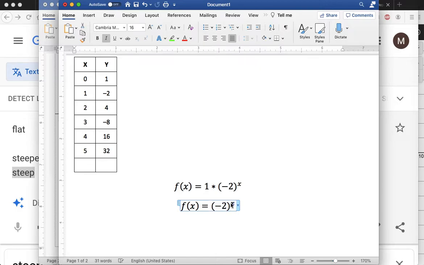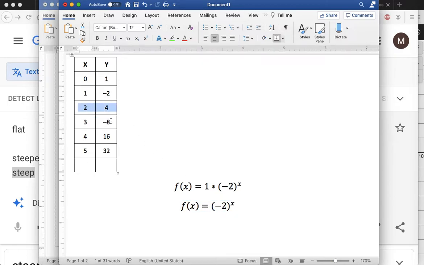If I have a -2 to the 0 power, anything to the 0 power equals 1. So x equals 0, y equals 1. If I have -2 to the 1 power, then that equals -2. If my x is 2, -2 times -2 equals +4. -2 times -2 times -2, 3 times, equals -8. -2 to the 4th power is 16. -2 to the 5th power is -32. Okay, let's put that on a graph and see what that ends up looking like.